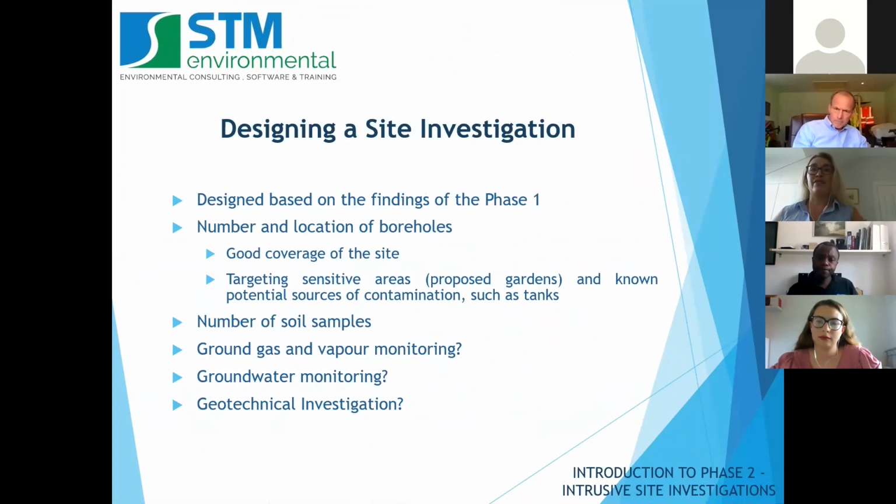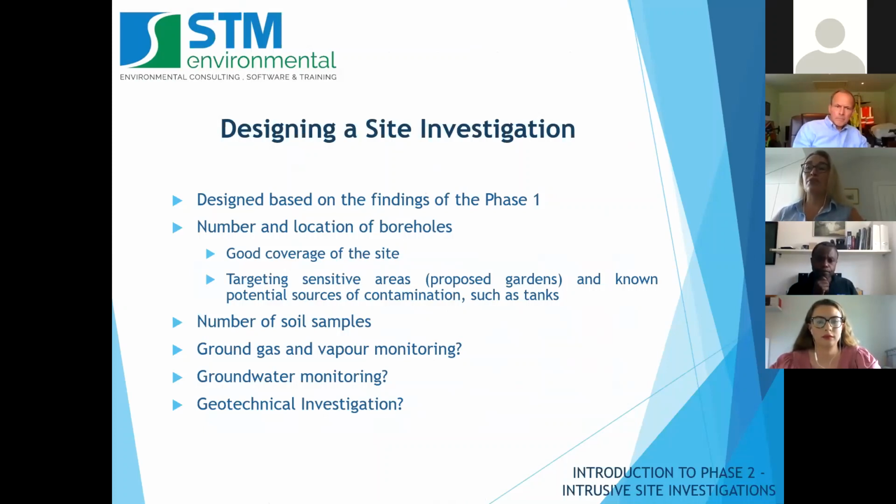So, designing a site investigation. The investigation is designed based on the findings of the phase 1, which is why it is so important to undertake the phase 1 first. Otherwise, you'll never really know the requirements of the scope of the investigation, or the history of the site and what contaminants you should potentially be looking for.